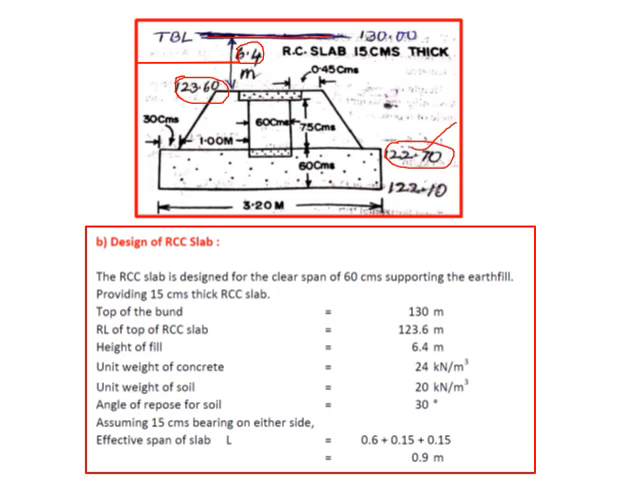The various other quantities are assumed, like the unit weight of concrete, which is 24 kilonewton per meter cube. The unit weight of soil is taken as 20 kilonewton per meter cube. The angle of repose for soil is 30 degrees. This RC slab will be designed as a simply supported slab of clear span 60 centimeters. Therefore the effective span will be 60 centimeters plus 0.15 plus 0.15, since the bearing is given as 30 centimeters, which comes to 0.9 meters.